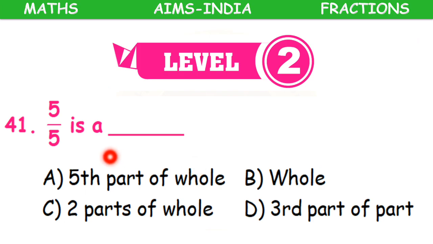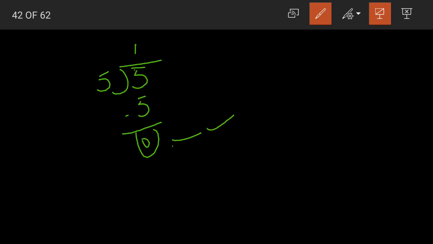5 by 5 is a dash. Now 5 by 5 means what? 5 divided by 5. We have 5 ones are 5. When we subtract, 0 is our remainder. What is the answer? Quotient is 1 here. Yes. Now 1 means what, children?